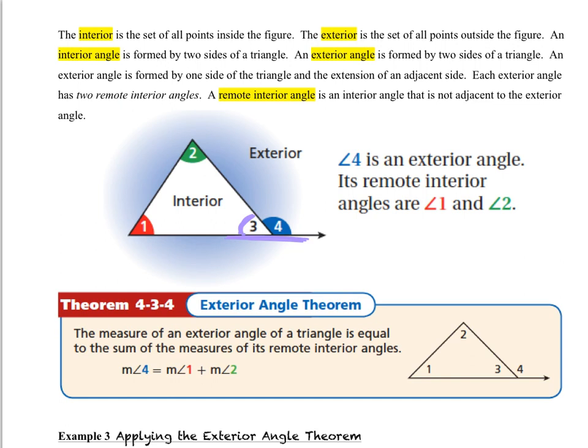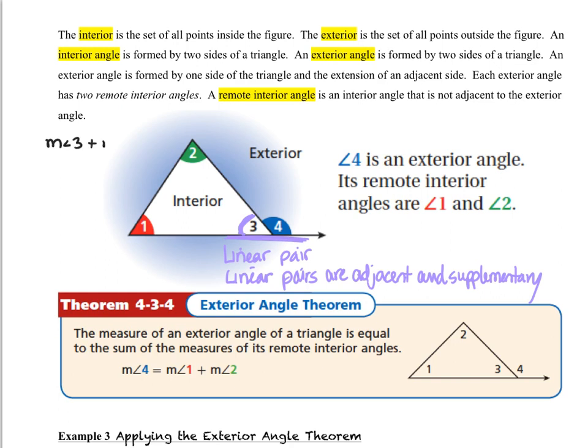If you remember, linear pairs are adjacent. And that means that the measure of angle 3 plus the measure of angle 4 equal 180 degrees. We know that that's what a linear pair means. We also know through the triangle sum theorem that the measure of the interior angles of a triangle sum up to 180 degrees. So the measure of angle 1 plus the measure of angle 2 plus the measure of angle 3 also totals 180 degrees.